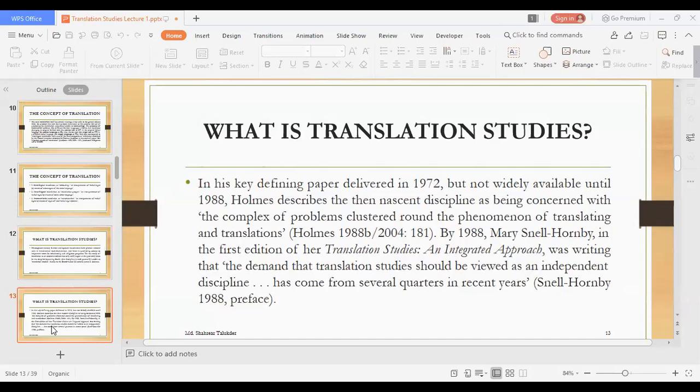So she's saying that people were demanding that translation is very important, and it incorporates different disciplines together, because if you really want to translate, you need to have certain knowledge. Now, let me give you an example of why people are demanding translation to be viewed as a separate subject.